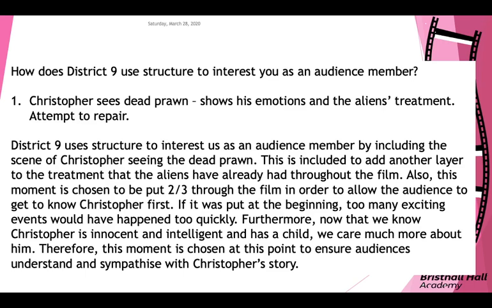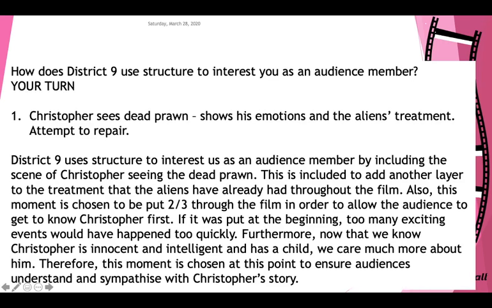So you'll explain how certain scenes are used in the film and why. Your progress check question is, how does District 9 use structure to interest you as an audience member? So maybe think about key moments like Christopher seeing the dead prawn, showing his emotions, and that is an attempt to repair. And you will analyse those 3 scenes in detail. I want you to spend about half an hour on this activity where you analyse 3 key scenes, explaining how they fit into the narrative or where characters fit into the character theory. I'll let you decide that for yourselves though.